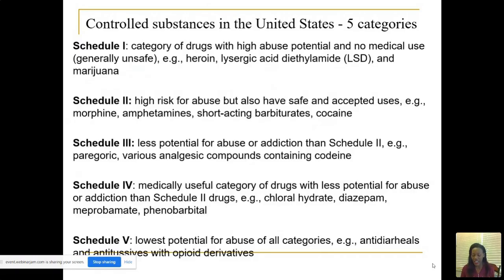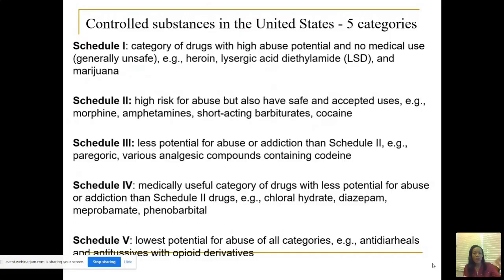Here's what you need to understand for NCLEX. There's Schedule 1, Schedule 2, Schedule 3, Schedule 4, Schedule 5. What you need to understand is Schedule 1, those are the drugs that are highly abusive, but have very little medical use, okay? So for example, we know heroin is highly abusive. What medical purpose does heroin serve? So you see my point, okay? Highly abusive, very little medical purpose.